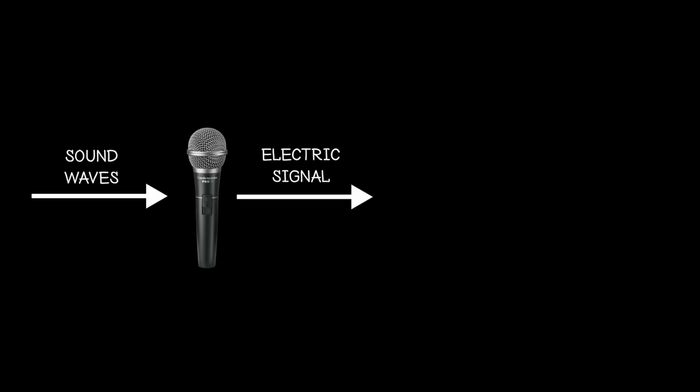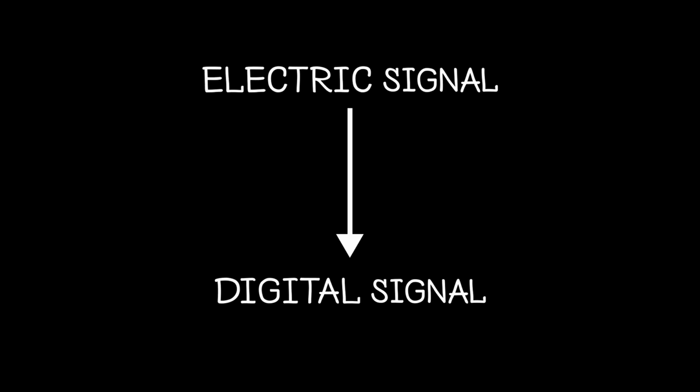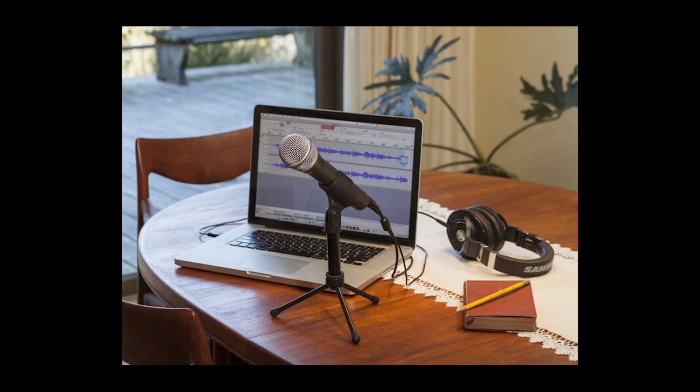This electrical signal can then be transferred to a loudspeaker, which reverses the process so you can hear the recording. Alternatively, we can transform this electrical signal into a digital format using an analog to digital converter and save it on a computer for later use.